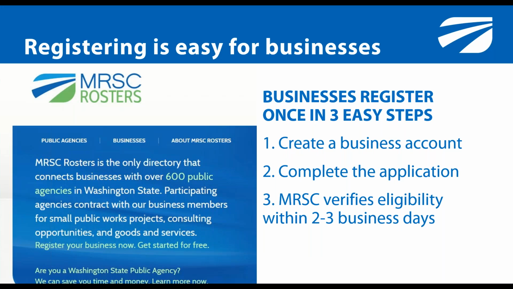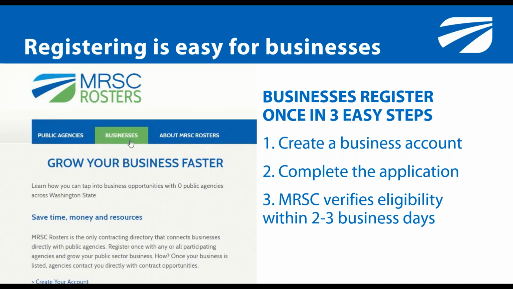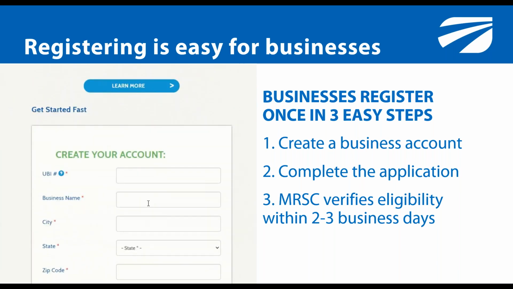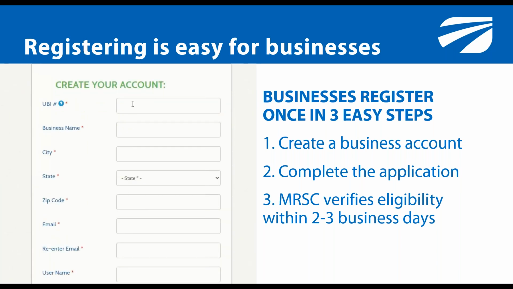Businesses who are interested in registering with your agency or any of the participating public agency members can join at any time. They follow a pretty simple 3-step process. They'll visit the website, mrscrosters.org, click on the business tab, scroll down to create an account. This will link them to an application, which they'll fill out.